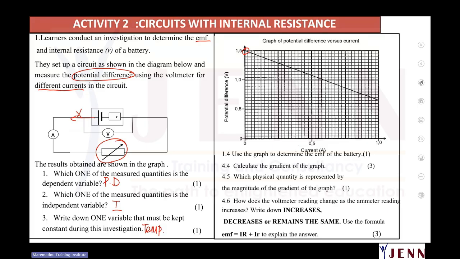To calculate gradient, we just use maths: change in y over change in x. You're looking for points. Already you have one point there, that is (0, 1.5). That's your first point. Now we need a second point. You can find your second point using this.